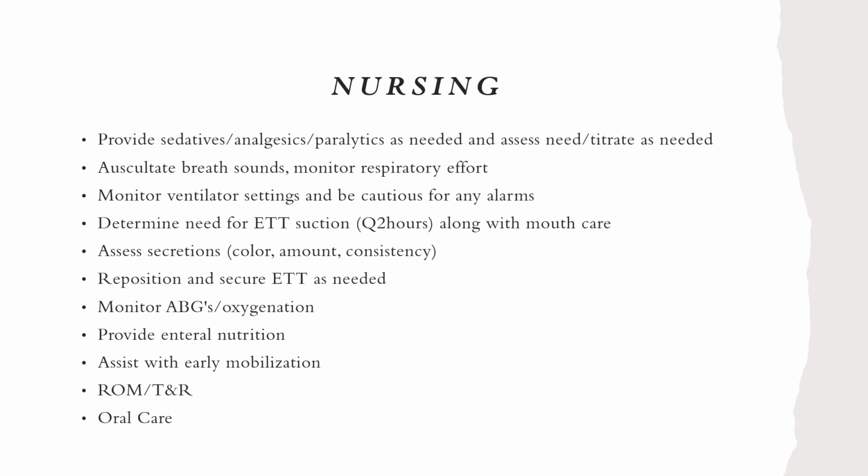suctioned. As we are suctioning the secretions, it's important to look at the color, the amount, the consistency, and document that as you find it. And also repositioning that ET tube as needed. So that endotracheal tube kind of sits a little bit on the lip of the patient, and we don't want that in the same spot for too long. Respiratory therapy does a wonderful job of moving that ET tube around as needed. We want to prevent any skin breakdown on the lip from the ET tube.